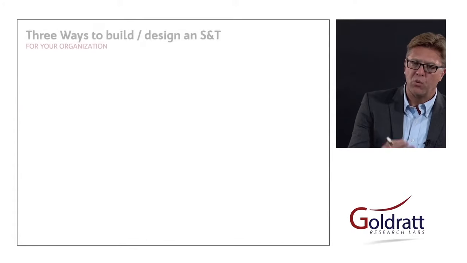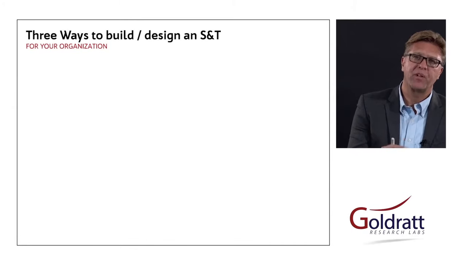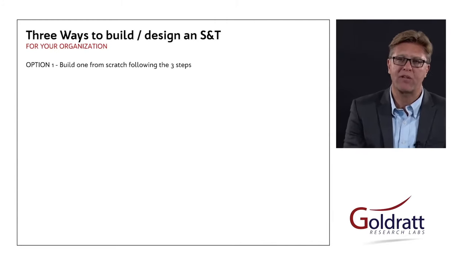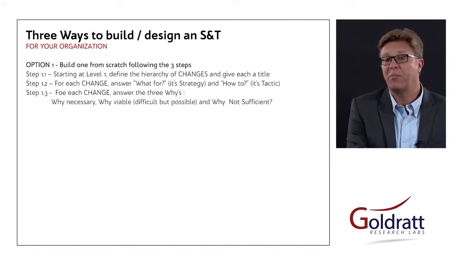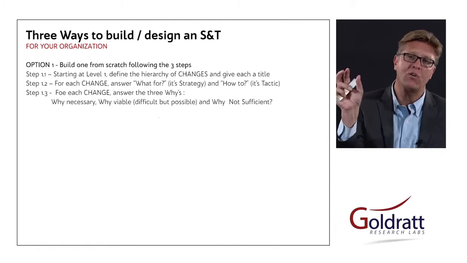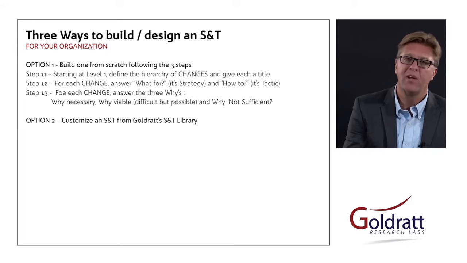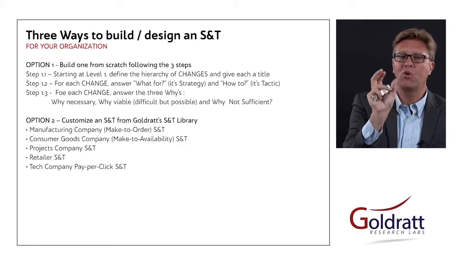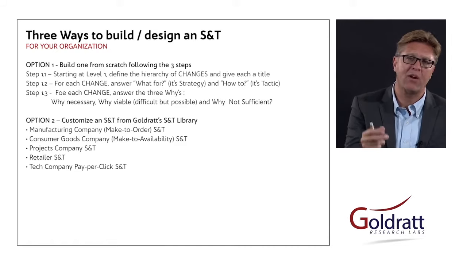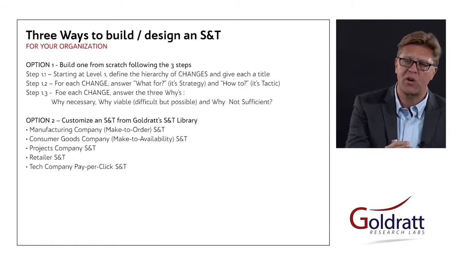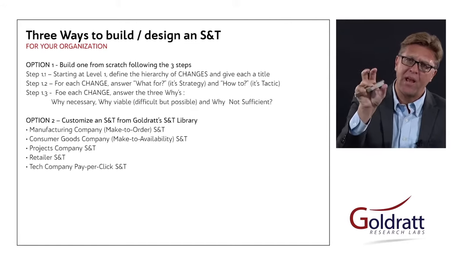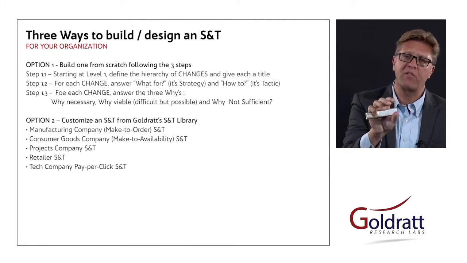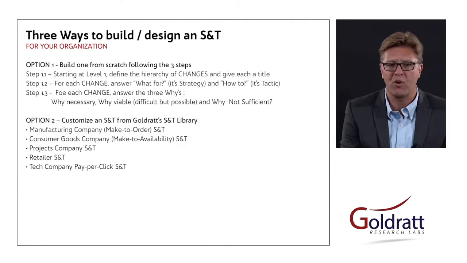So I've already mentioned 2 ways. The first one is that you build it from scratch, following these 4 steps that I've just mentioned. The second one, by far the easiest, is to go to our Goldratt library inside of our app, select one of the strategy and tactic trees that is closely representing your type of company, being it a retailer or a technology company or manufacturer or distributor, and looking at it and customizing it, keeping those boxes that are relevant, removing those boxes that are not relevant for your environment.